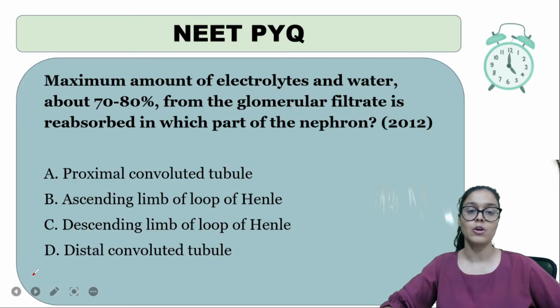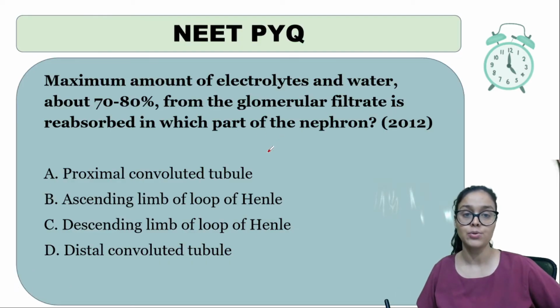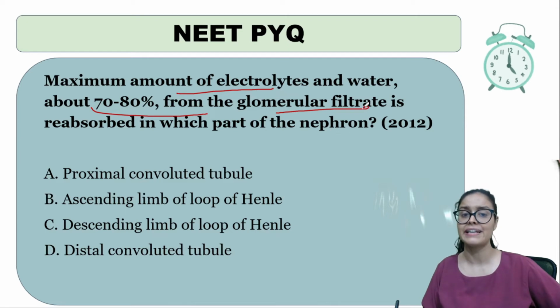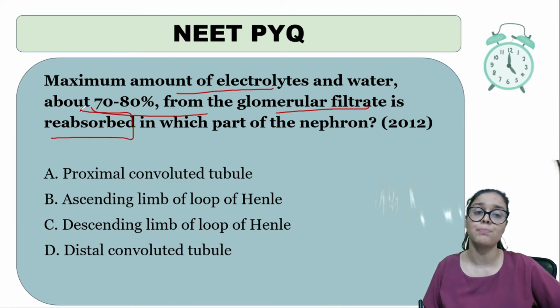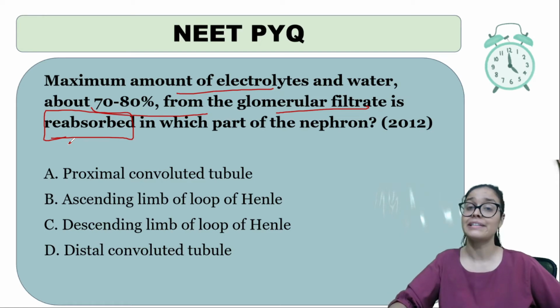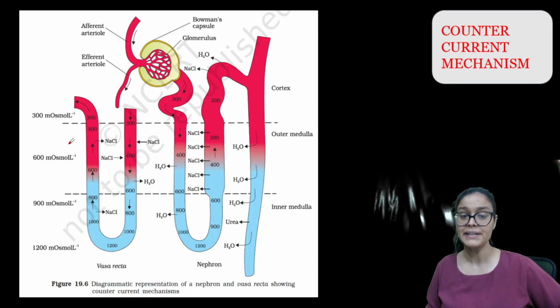So before going ahead, there is a question for you: maximum amount of electrolyte and water, 70 to 80% from the glomerular filtrate, is reabsorbed in which part? Easiest one. I have already mentioned the amount, and this is the NEET 2012 question, right?